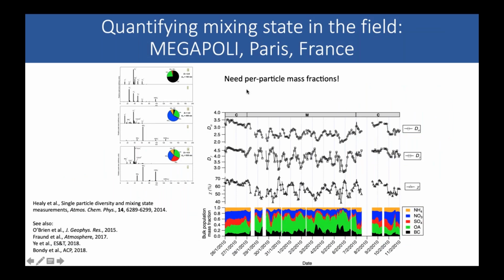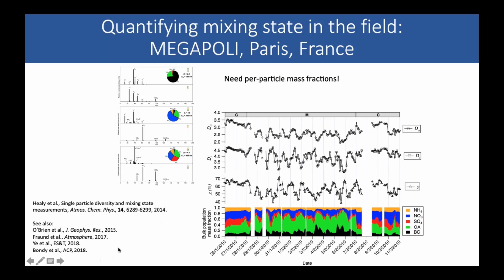Now that we have a more fundamental definition of what mixing state is, these quantities can be measured in the field. This shows an example of a field study that took place in France, in the area of Paris. They were determining these mass fractions of individual particles that I mentioned before to construct this mixing state metric. They did this for a whole month, and you can see how the mixing state of this aerosol population changed from more internally mixed at the beginning of the campaign to episodes where it was more externally mixed, going back and forth over the course of an entire month.